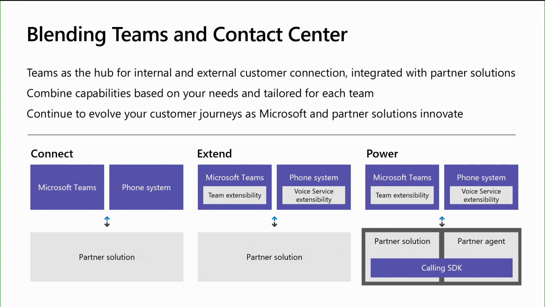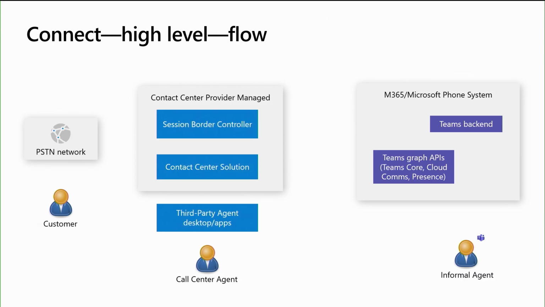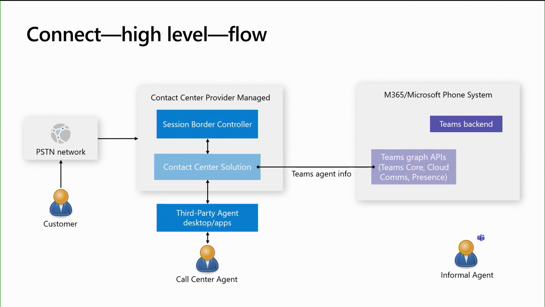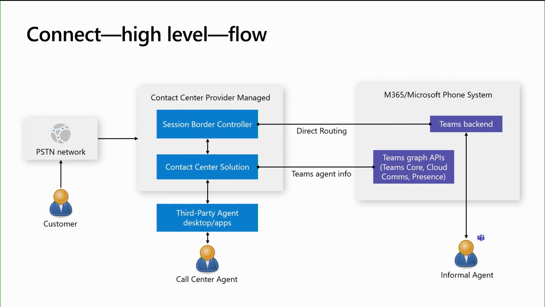Now, let's look at some of the call flows for the Connect and the Extend model. This is a very high-level call flow for the Connect model. Your customer calls into your contact center solution. The contact center solution is set up to actually transfer the call to a third-party agent based on their own IVR and routing logic. Now this agent at some point thinks, hey, I need a subject matter expert, and the rest of the enterprise is using Teams, and he needs to bring someone in that's using Teams.